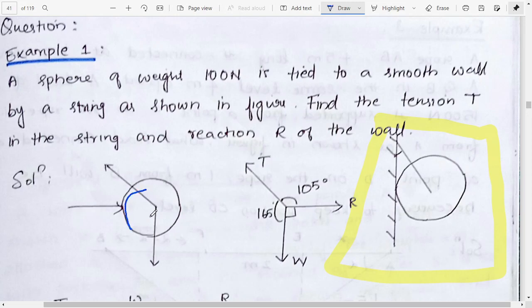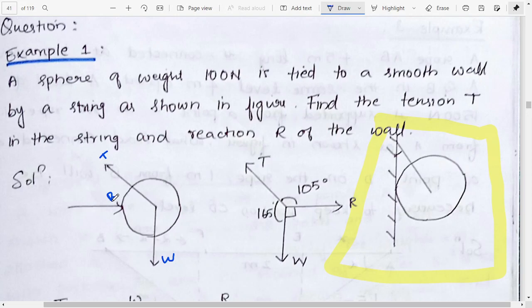So here we have the cylinder, and there is a W force which is acting downwards. Then there will be a tension force, and there will be a reaction force. Okay, so these are the forces that are acting on that cylinder.